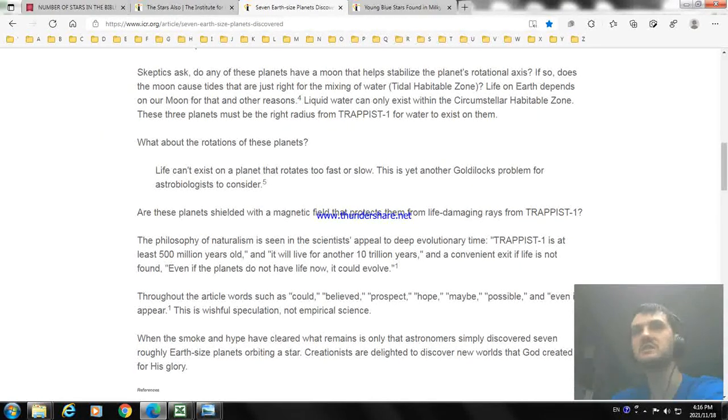What about the rotation of these planets? Life can't exist if it rotates too fast or too slow. This is yet another Goldilocks problem for astrobiologists to consider. Do these planets have a magnetic field that protects from the damaging rays from TRAPPIST-1? These flaws in natural systems are seen as scientists appeal to deep evolutionary time. TRAPPIST-1 is at least 500 million years old, and it will live up to another 10 trillion years. If the planets do not have life now, it could evolve. But that's what they believe.